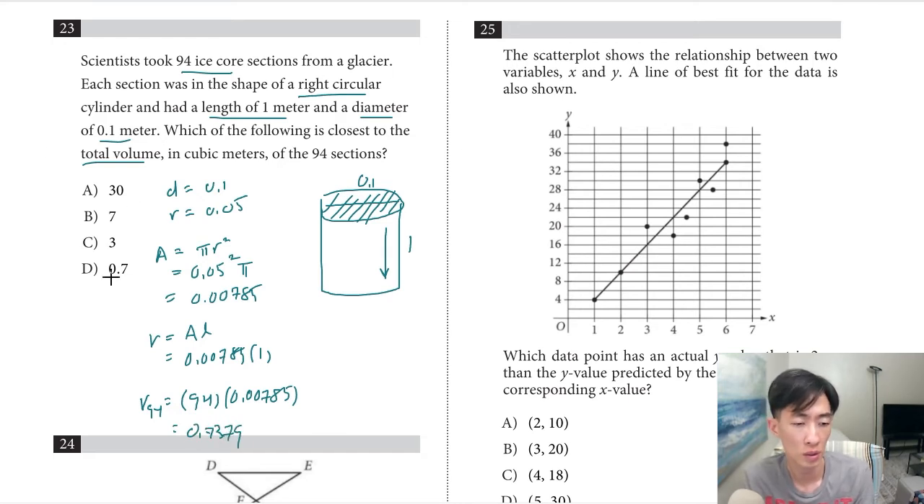And did they tell you what to round it to? They don't even give the answer, the option. So obviously the closest one is going to be choice D, 0.7.